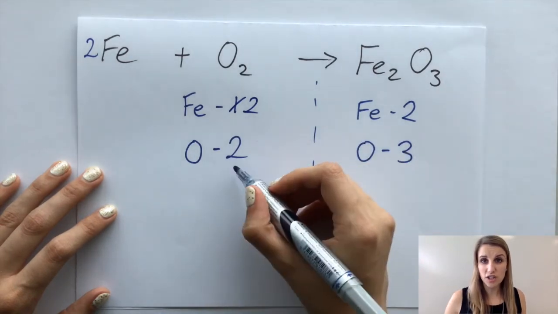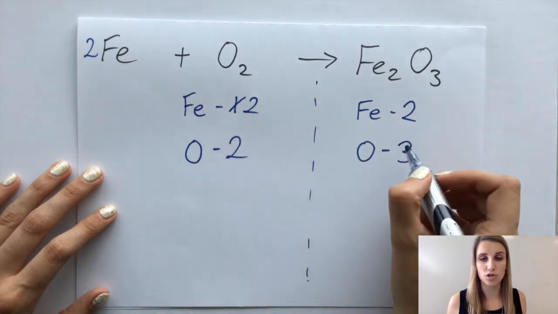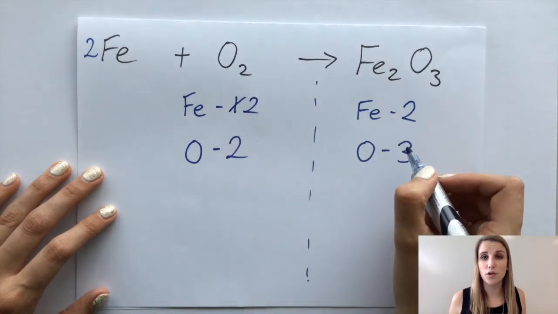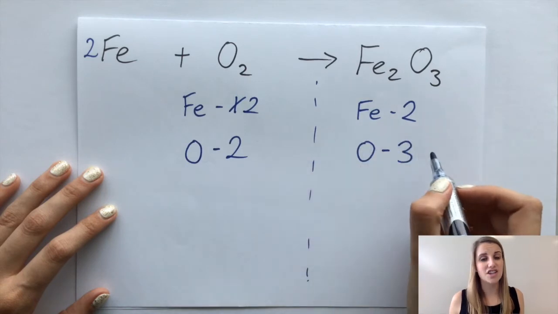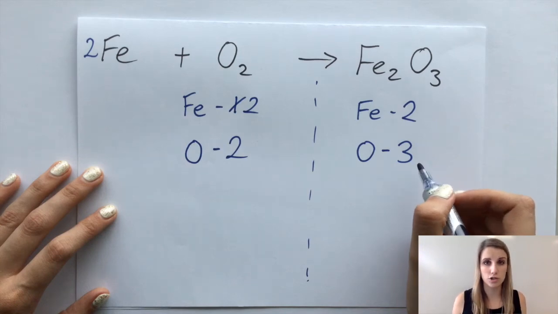So now the big 2 is there, so I've got 2 irons, but I can still see that I've got a problem with the oxygens. Now the problem is that I've got 3 on the right hand side and 2 on the left. If I add a big 2 in front of that one on the left, it now becomes 4, and that's still not going to balance out my oxygens. The only way to solve this is working out the lowest common multiple on both sides. So on one side I've got 2, and on the other side I've got 3. The lowest common multiple is 6, so I want to make them both equal 6 oxygens.